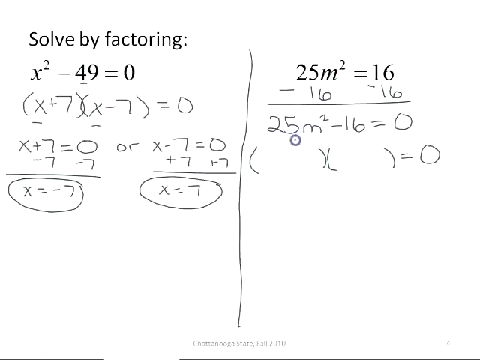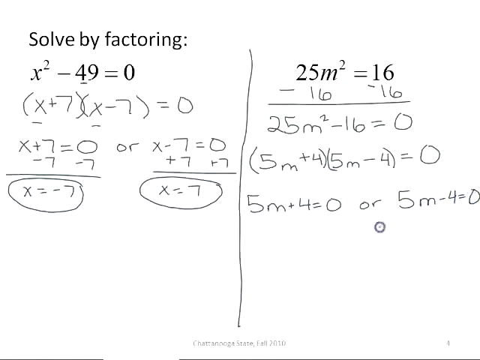So what I need in the first part of each parentheses is going to be a 5m, because 5m times 5m gives me the 25m squared. And I'll have a plus 4 in one of them and a minus 4 in the other one. So now I have a product of two things equaling 0. To solve it, I set each factor equal to 0. 5m plus 4 equals 0, or 5m minus 4 equals 0.